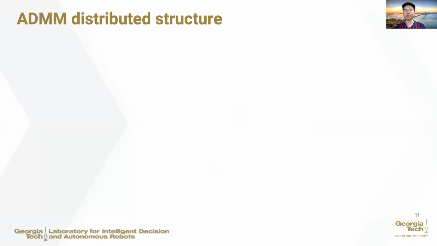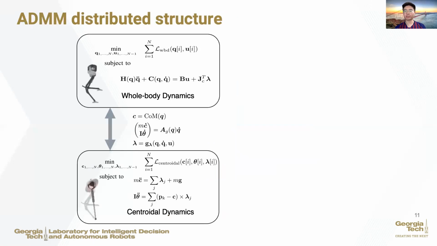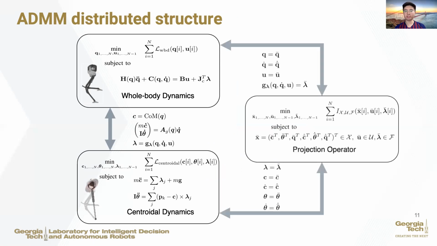In this way, the original optimization problem can be divided into different blocks via ADMM. The whole body and centroidal dynamics equations will be handled inside each block. Then the projection block will project all the related decision variables onto feasible sets. Between each block, we only pass the residuals of different coupling constraints.